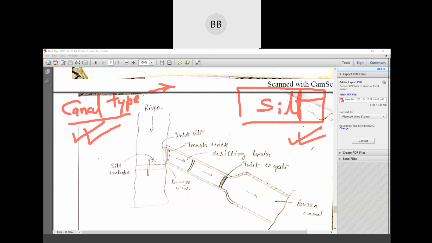This type of intake structure is always recommended when there is a silty river, or the river contains lots of silt. Otherwise, this is a little bit expensive as compared to your first one, that is your run of river type intake. So if you cannot control the silt by your first case, that is your run of river intake structure, then you have to go with this canal type if it contains more silt.